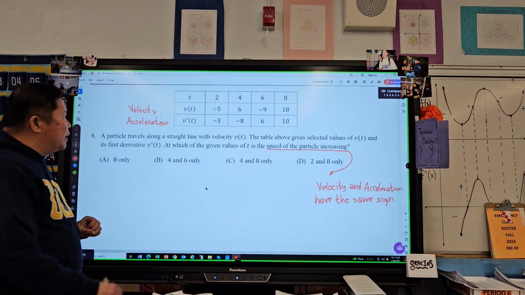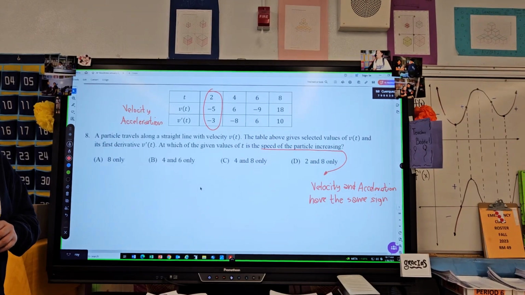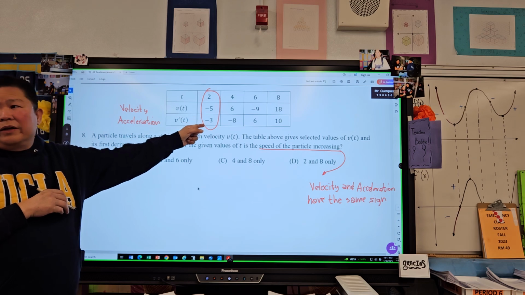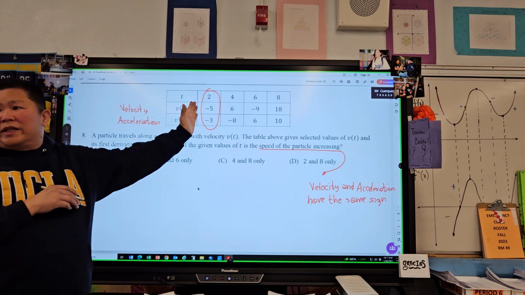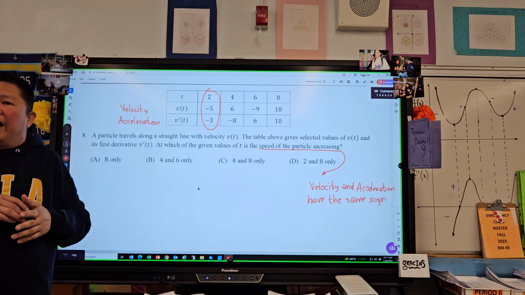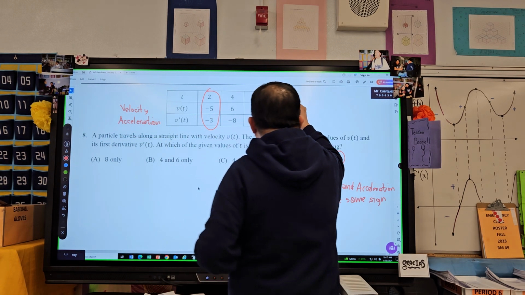Okay, so the first is at time 2. They are both negative. The velocity is -5 and the acceleration is -3. So the speed is increasing. What else? 8. Okay, they're both positive.